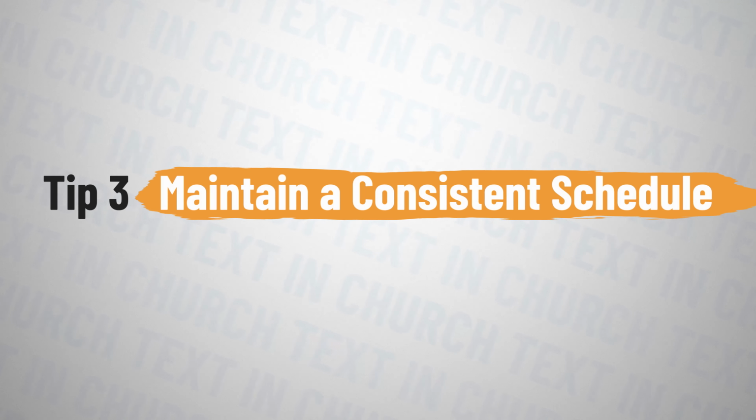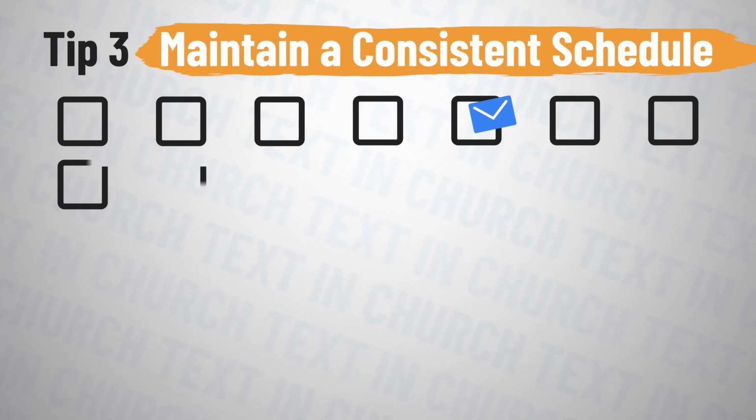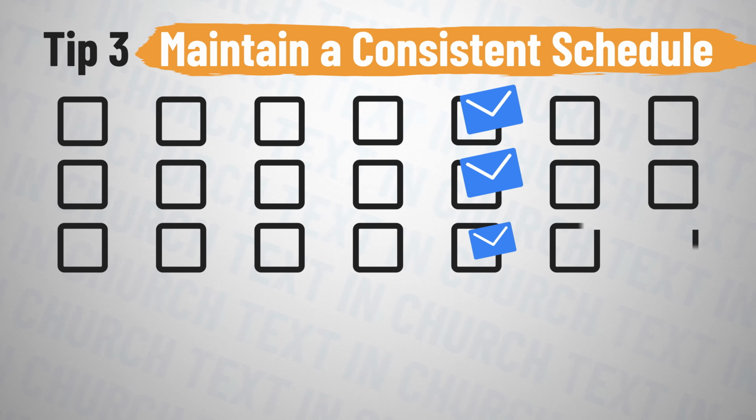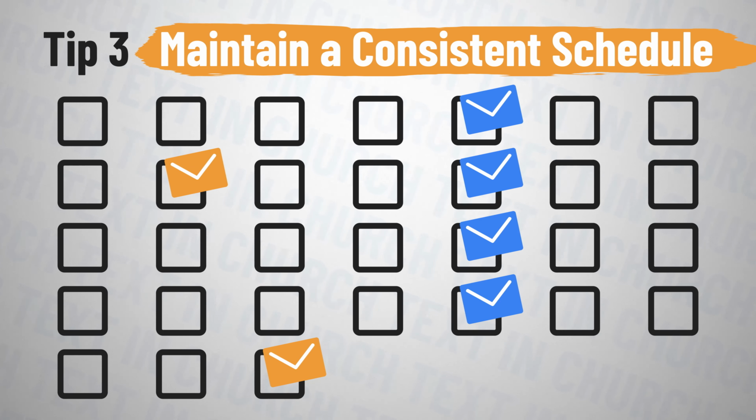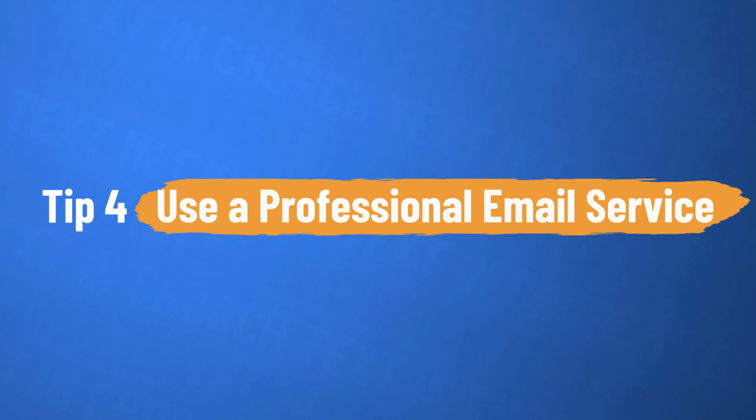Now, tip number 3. Maintain a consistent schedule. You want to send emails on a regular schedule. So for example, whether that's weekly or bi-weekly or monthly, that way your members know what to expect from you and when they can expect to receive these emails. And for special announcements or urgent updates, you can send those emails as soon as the information is available or relevant.